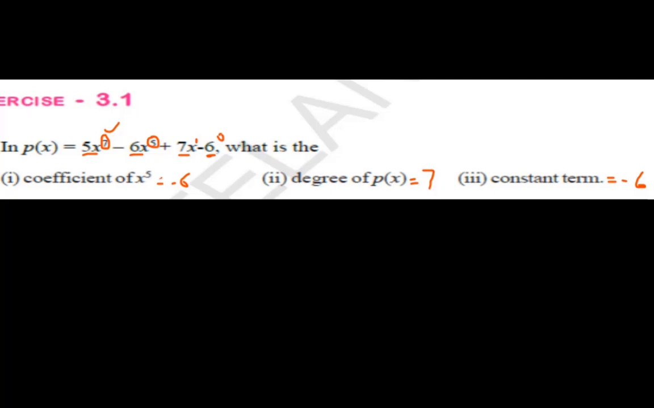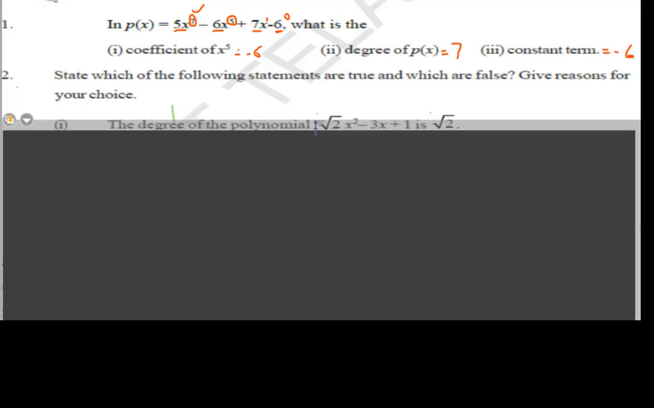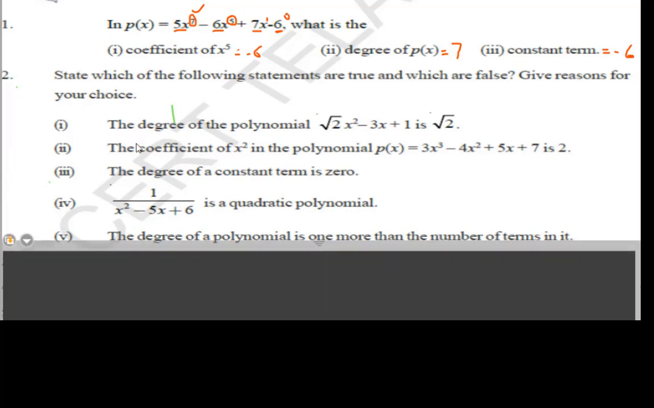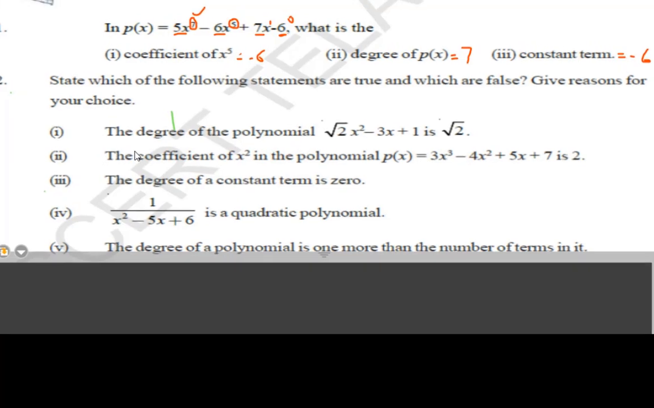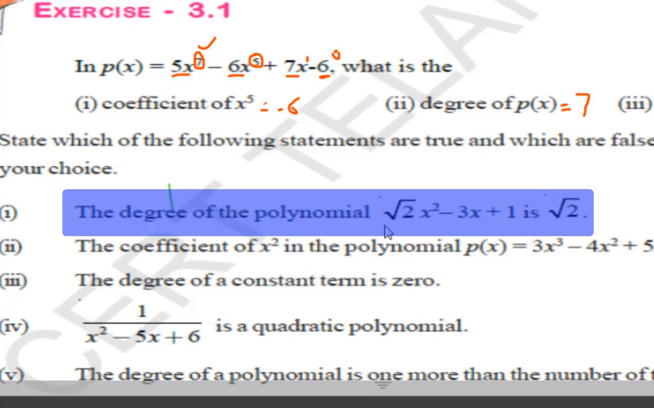Now let us see the second question. The second question is given as: state which of the following statements are true and which are false and give reasons for your choice. So here some statements are given and we need to say which of these are true and which are false. Let us see the first statement. It is given as, the degree of the polynomial root 2 x square minus 3x plus 1 is root 2.